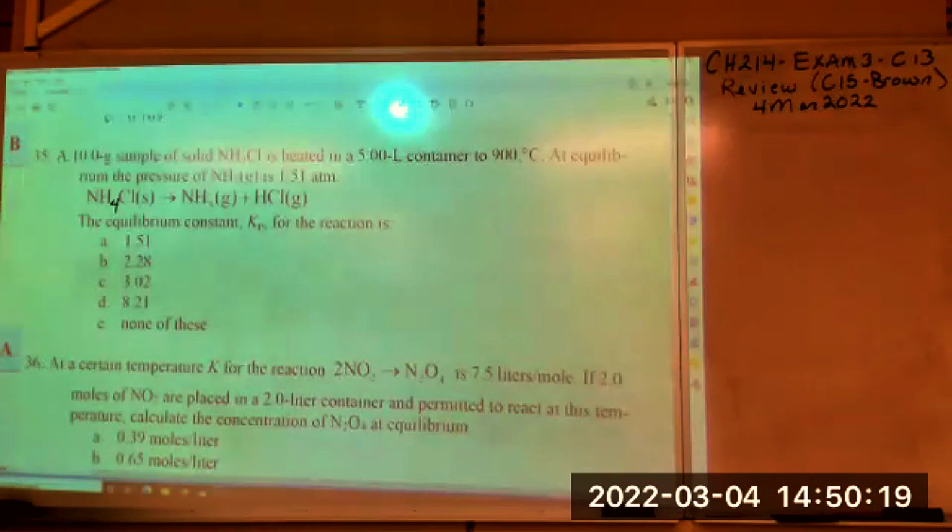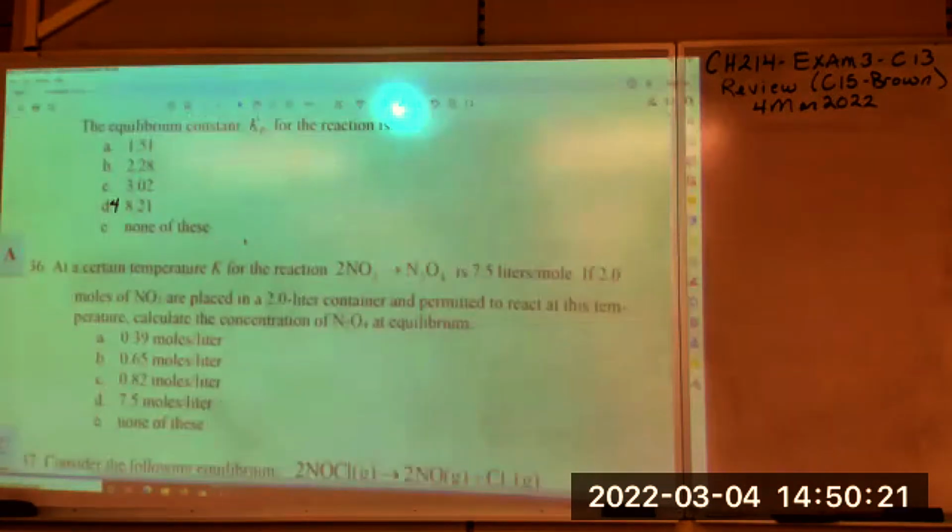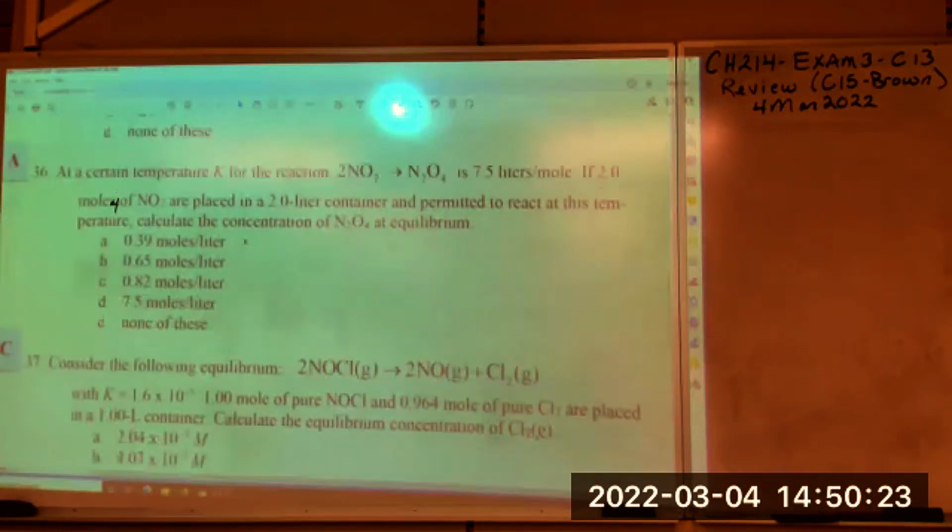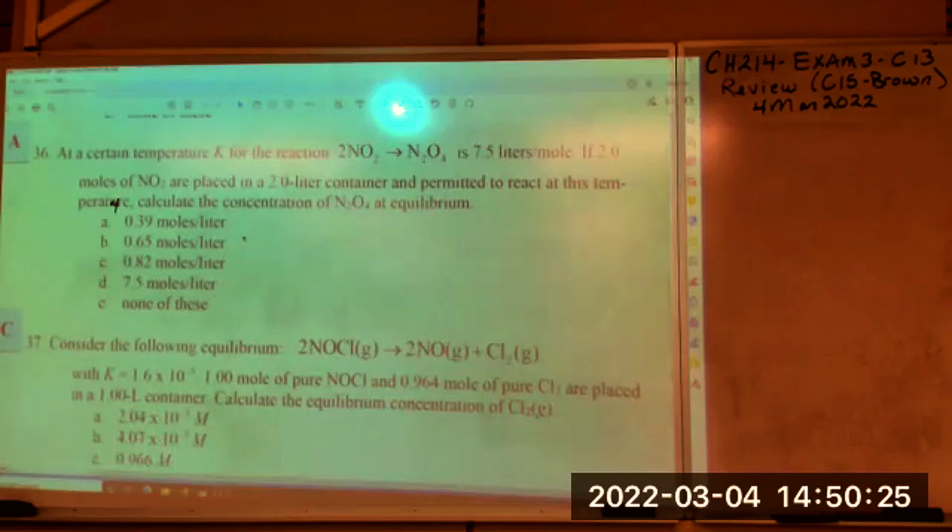36. Yeah, getting close now. Have to run out of time. Let's see. At a certain temperature, K for the reaction NO2 to N2O4 is 7.5 liters per mole. If 2 moles of NO2 are placed in a 2-liter container and permitted to react at this temperature, what's the concentration of N2O4? I think that was fairly straightforward. Yeah, I think you can get that one.